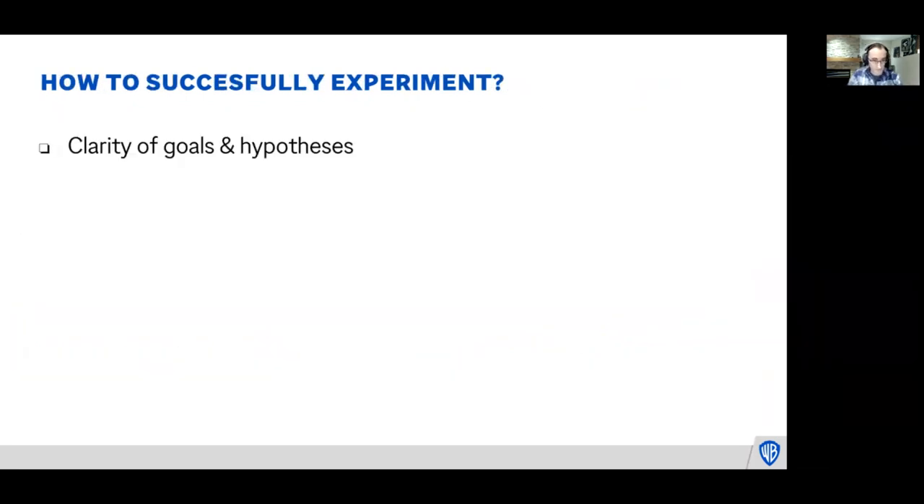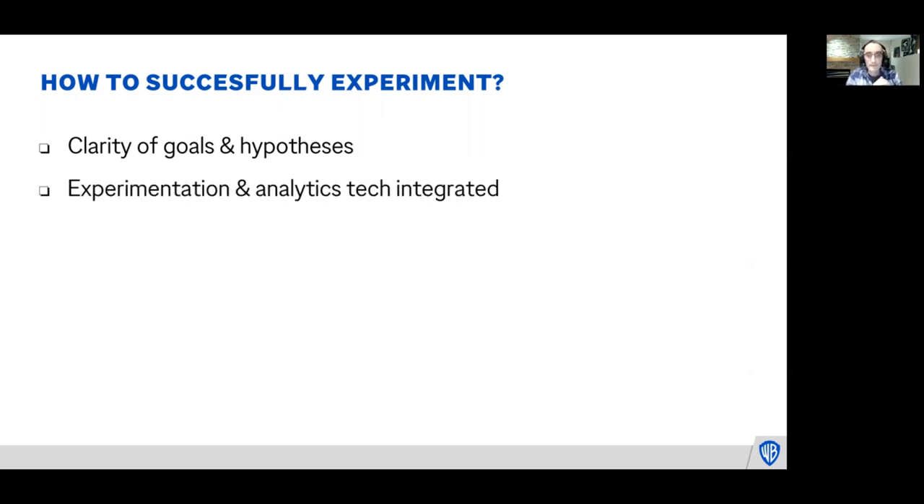How to successfully do this? We found that a few things are necessary. You need clarity of goals and hypotheses from the researchers and from the design team, because testing requires that you know what you're testing for. Not every study has to be a test, but if you're trying to inform a very specific decision, it helps to know what that decision is. The experimentation and analytics tech should be integrated, which goes without saying.